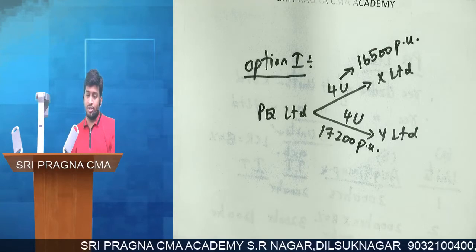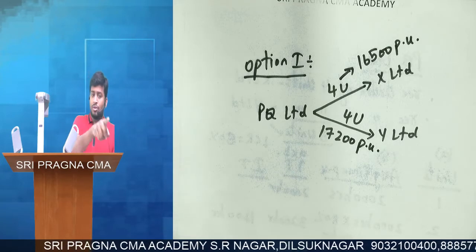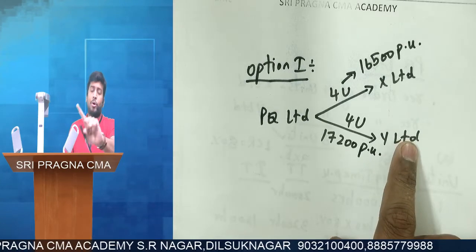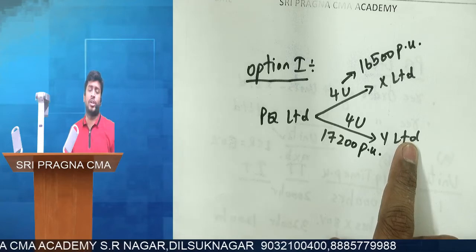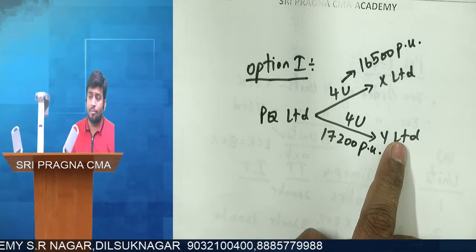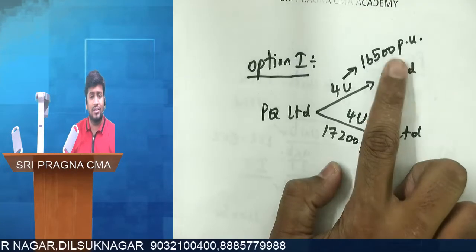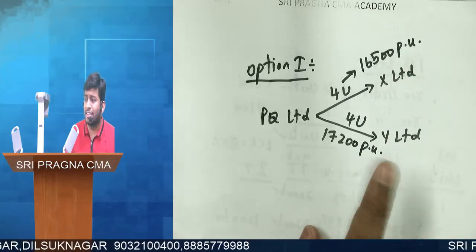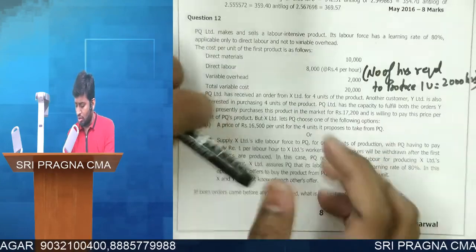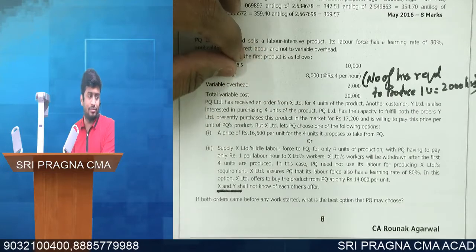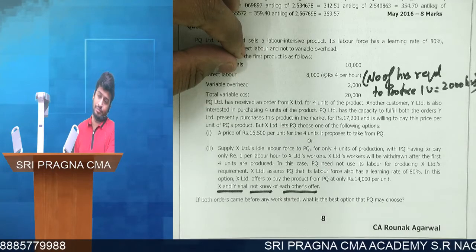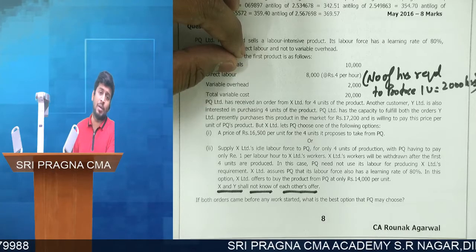Now listen. You are X, she is Y. Both are not aware of the price quoted by me to them. Because if they are aware, Y Limited will have a problem: you are giving to that customer at 16,500 and you are giving me at 17,200. So clearly it's given in the problem: X and Y shall not know of each other's offer. If they come to know, Y will have a problem.